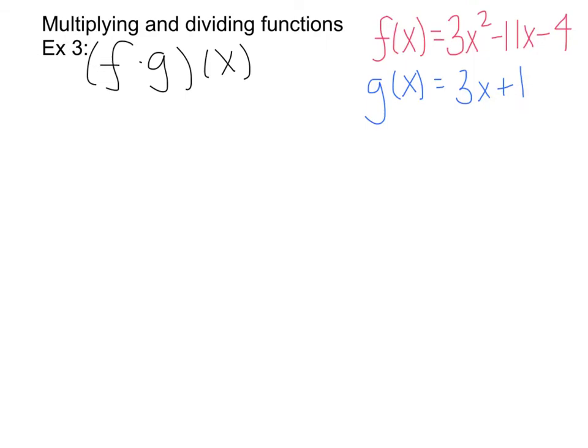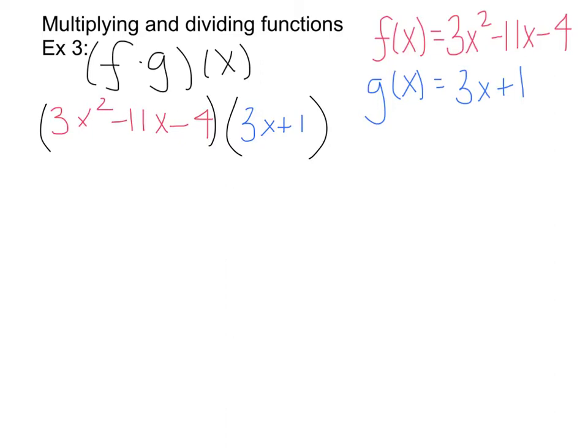Now we're going to look at multiplying and dividing functions. The two functions that are given to you are 3x squared minus 11x minus 4, and g of x equals 3x plus 1. All we're going to do is take f of x and multiply it by g of x. So I'm going to take 3x squared minus 11x minus 4, and multiply it by 3x plus 1.